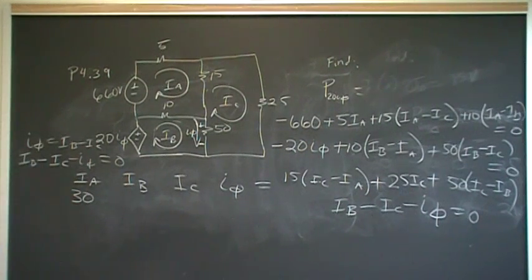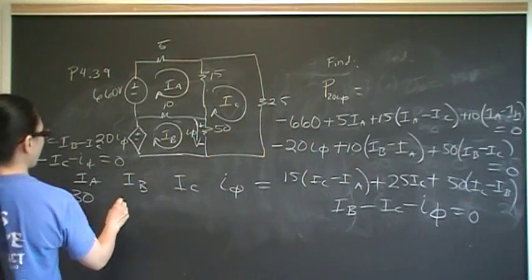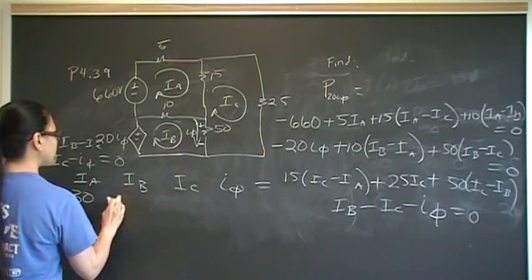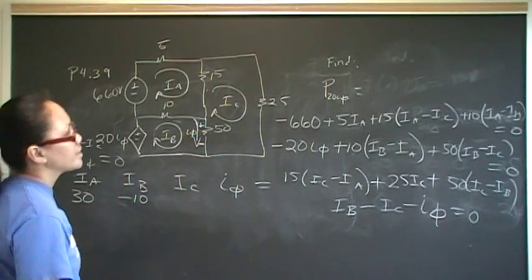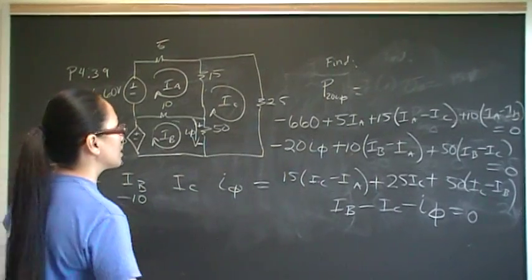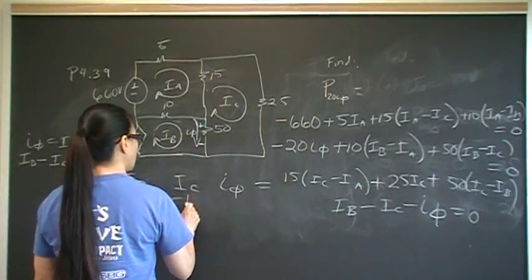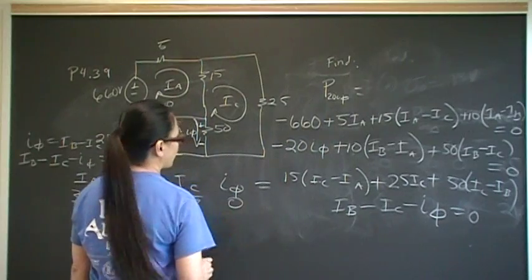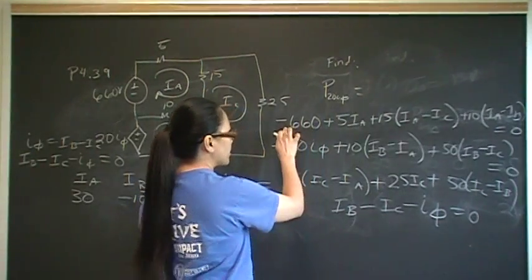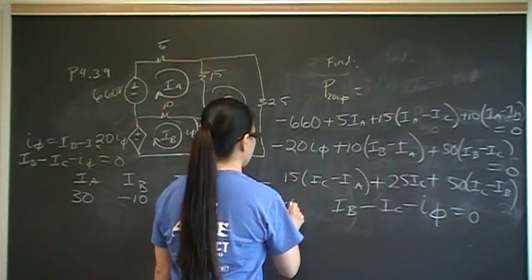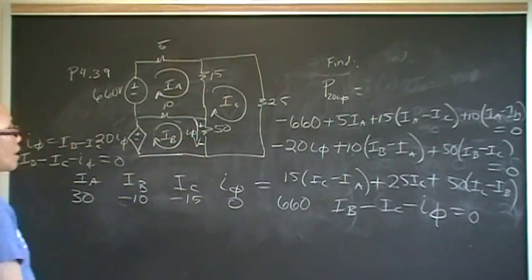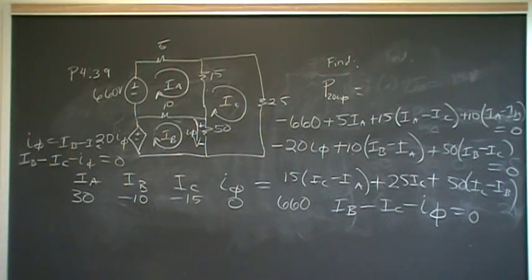IB, we've got one occurrence with negative 10 coefficient. And IC, we have negative 15 coefficient. We have no occurrence of I-phi, and this negative 660 will go on the other side as positive 660. And that's line number 1 of our matrix.